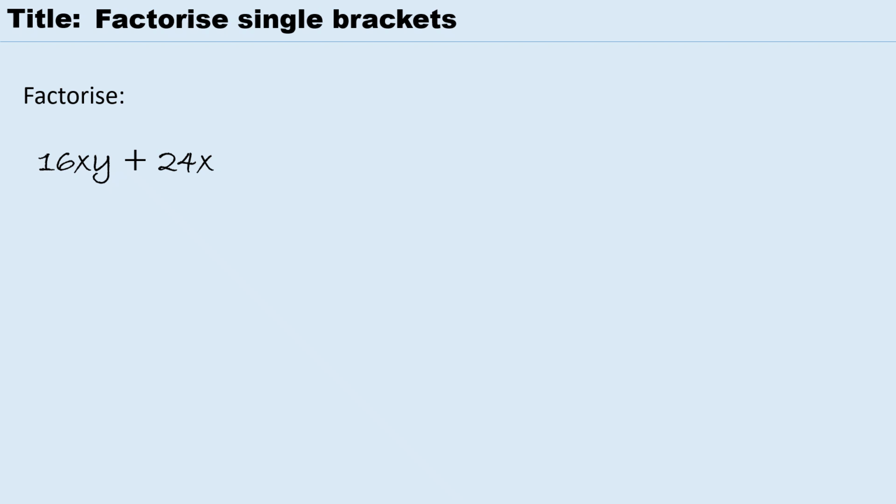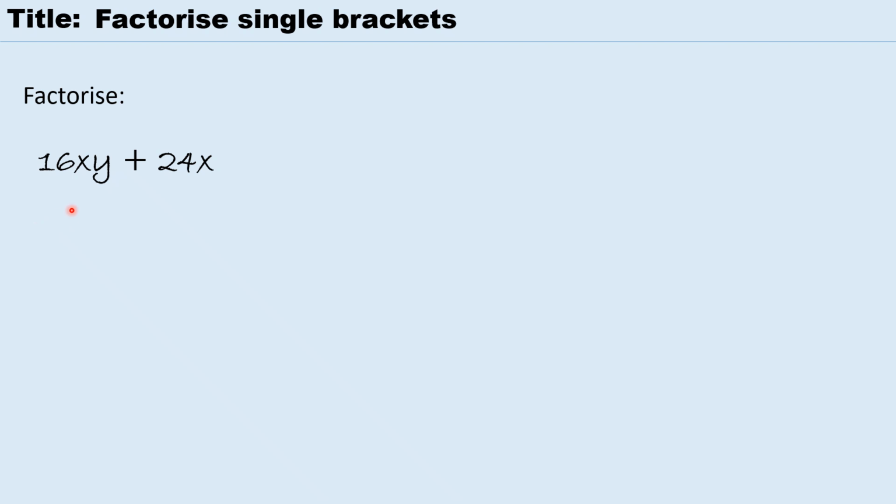Okay, let's try some exam style question. Factorize 16xy add 24x. Step 1, identify the highest common factors for both numbers and letters. So let's start with our numbers. The highest common factor of 16 and 24 is 8.